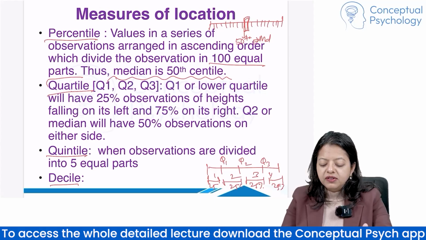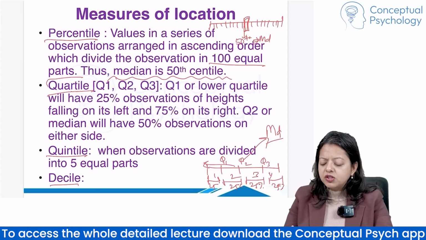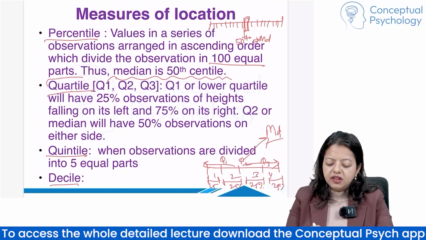Q2 or median will have, so here Q2 is the median. We'll have 50% observations on the left and 50% observations on the right.